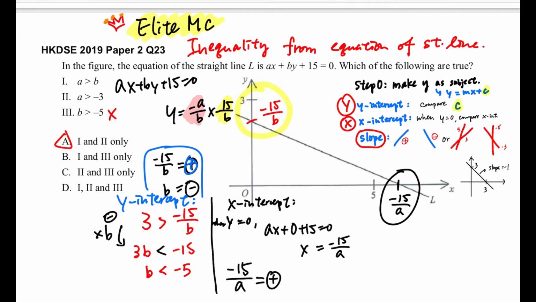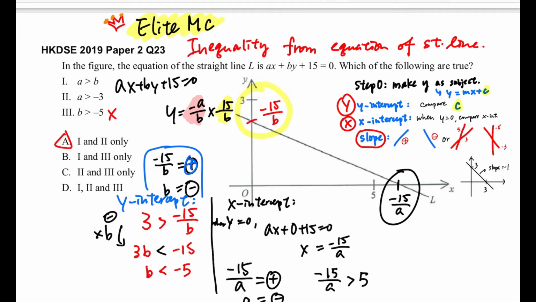Okay, so the whole thing will be equal to a positive value. Then what about a? Negative 15 divided by what to be a positive number? Yeah, that would be a negative number, because negative divided by negative would be positive. Okay, a is a negative number. Then what about comparing with 5? If we compare with 5, then negative 15 over a, this whole value, is larger than 5 by comparing their magnitude. So larger than 5.